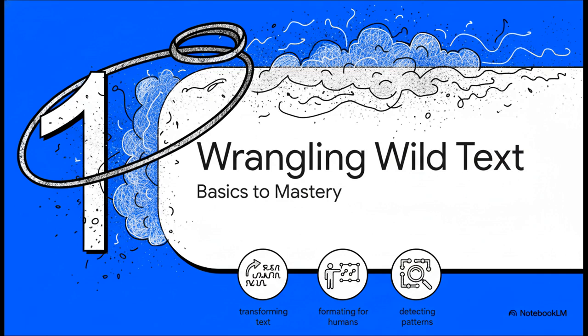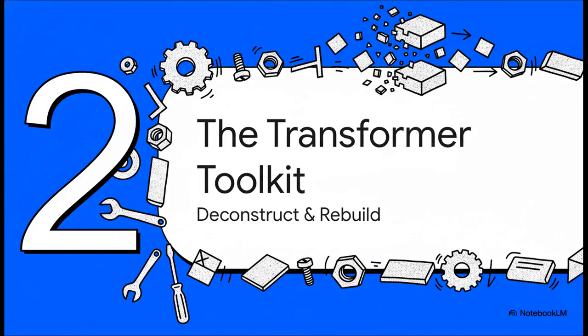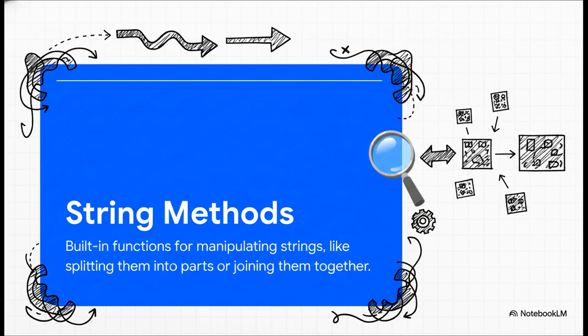We're going to walk through 3 core techniques that'll take you from the basics to mastery. First, transforming text with methods, then formatting it so it's actually readable, and finally, detecting patterns with some pretty amazing precision. Okay, let's kick things off with our first big idea, the Transformer Toolkit. I want you to think of this as your personal workshop for text. These are the tools you'll use to take strings apart, clean them up, and put them back together exactly the way you need them.